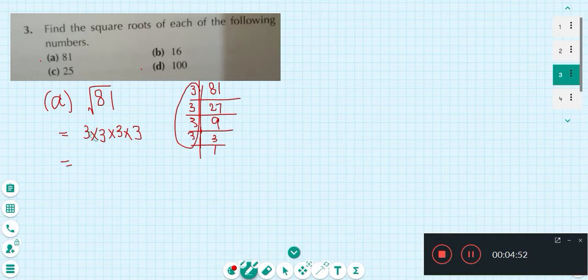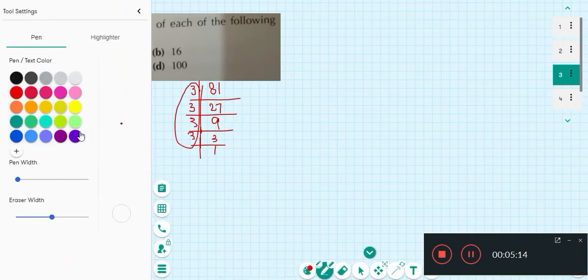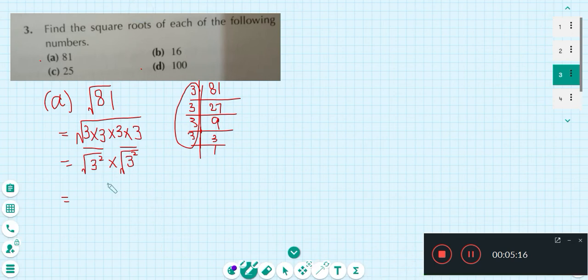So as we are taking square roots, we will make groups of 2. So it will become 3 square. Similarly this 3 into 3 becomes 3 square. Now applying this square root sign upon each 3 square. Square and square root power are reciprocal powers, so they can be cancelled out. So we're left with only 3 multiplied by 3, or 9.